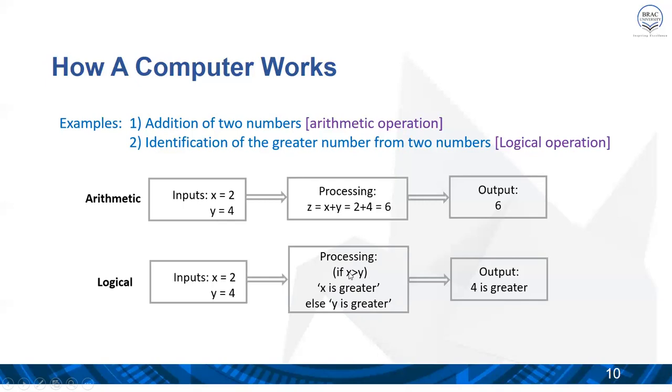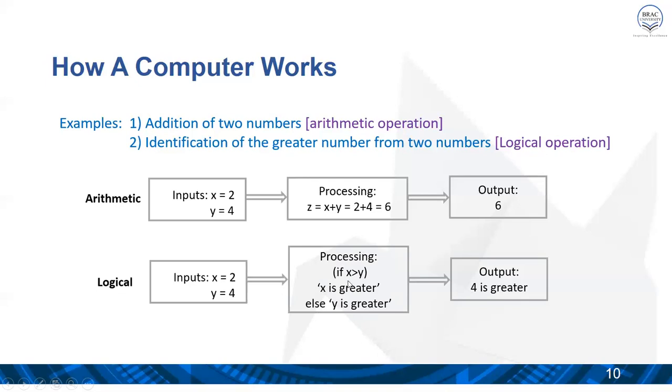For our example, the x is 2 and y is 4. That means the condition is false. So the program will execute the second statement as a result, which is 4 is greater, because the value of y is 4 here. That's why the result is 4 is greater.